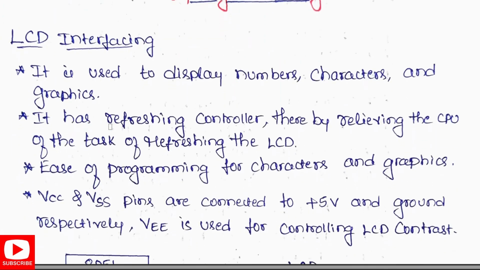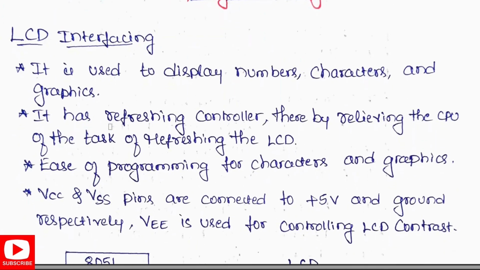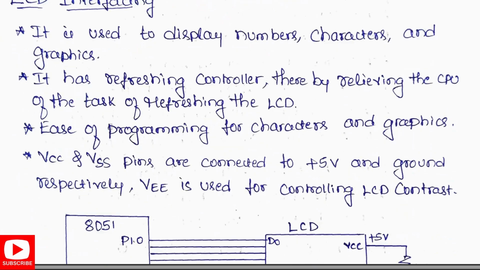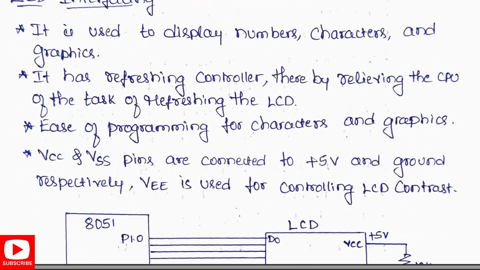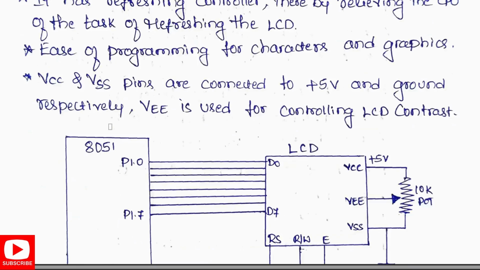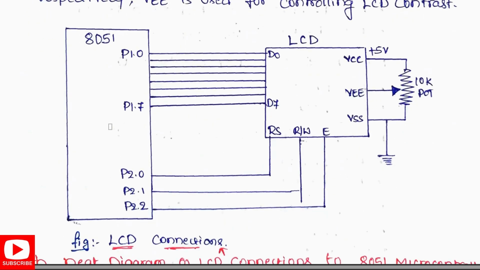LCD interfacing is used to display numbers, characters and graphics. It has a refreshing controller, thereby relieving the CPU of the task of refreshing the LCD, and it gives ease of programming for characters and graphics. VCC and VSS pins are connected to +5 volts and ground. VEE is connected to controlling the LCD contrast. So this is our LCD connection.